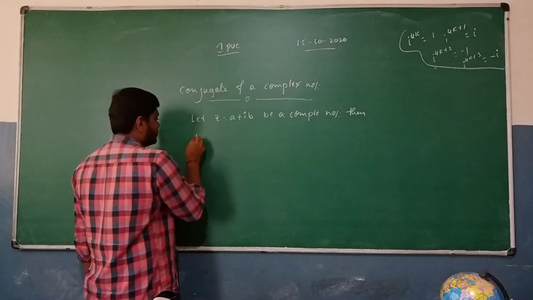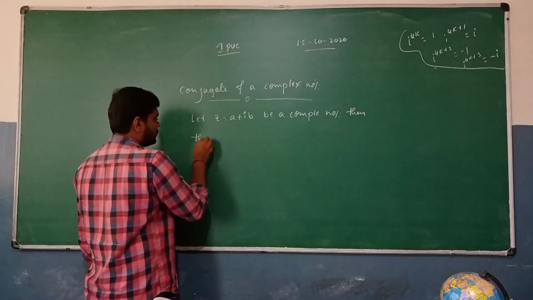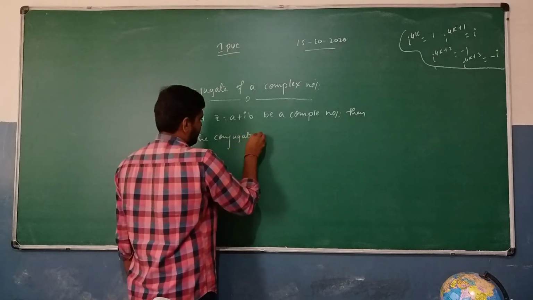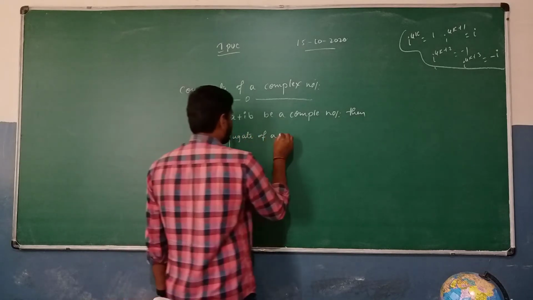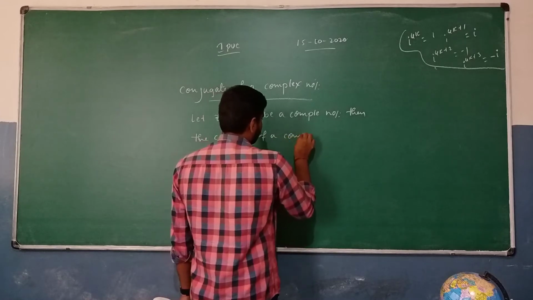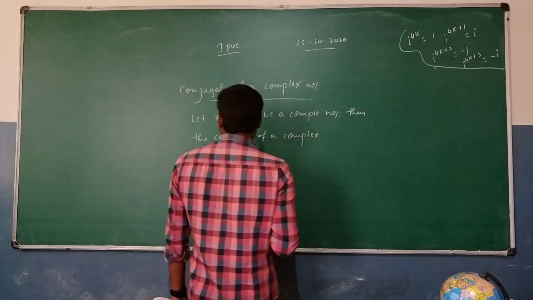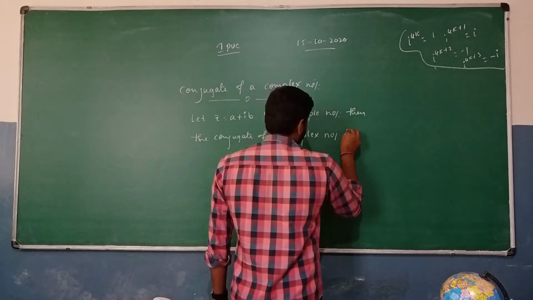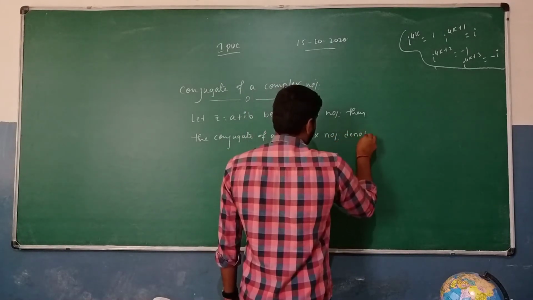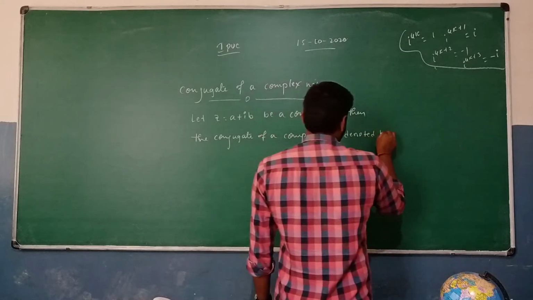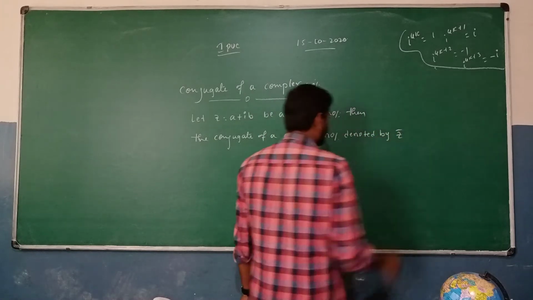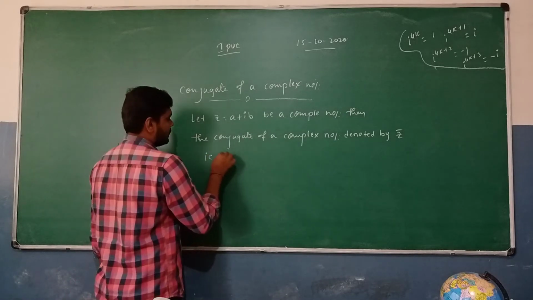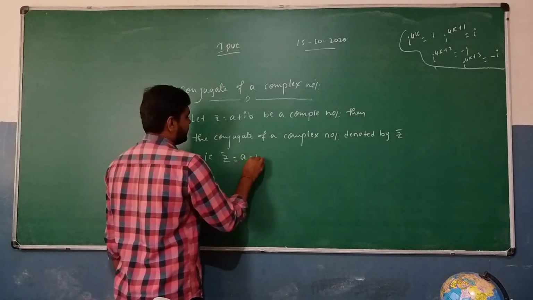the conjugate of a complex number is denoted by z bar. That is, z bar is equal to a minus ib.